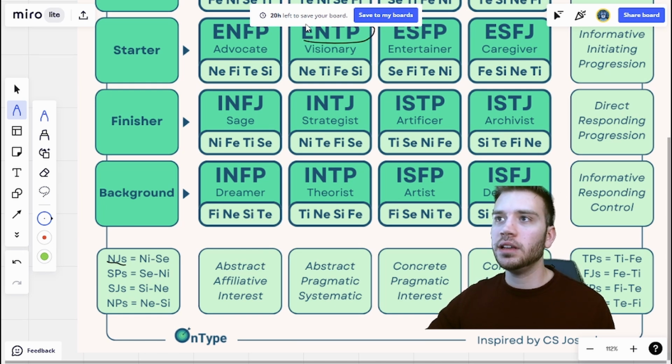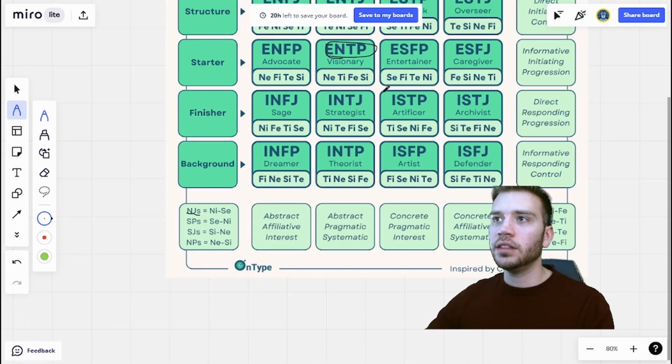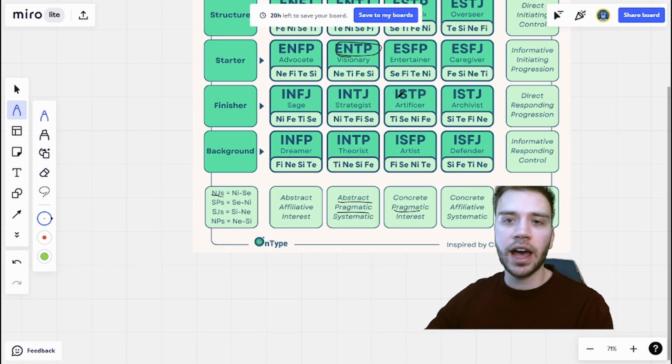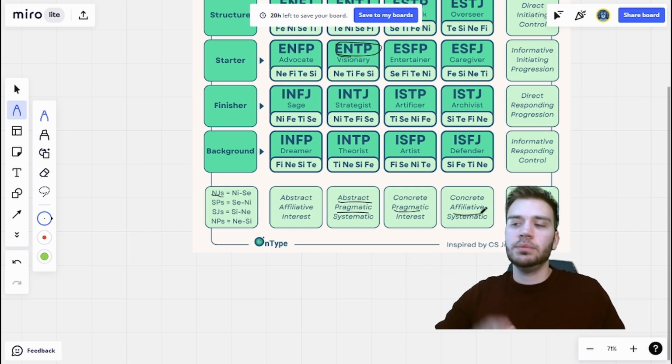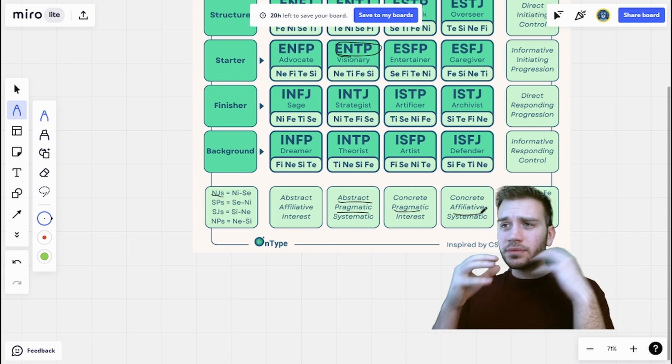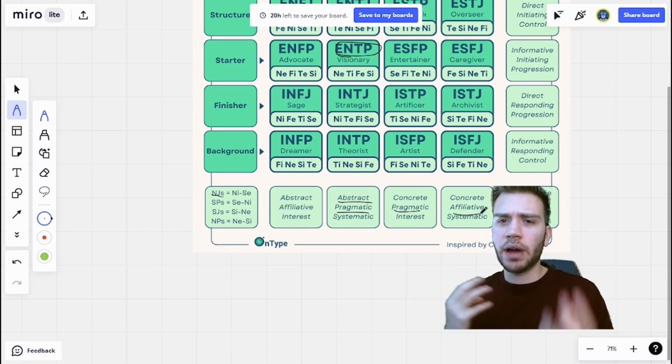If you're an ENTP, let's say up here, then you would go, okay, I know that I'm abstract, and I also know that all of these types are abstract. So those have that kind of compatibility. I also know I'm pragmatic, but these types are pragmatic over here. So now I know that we share that, and how you're different to different types. So you can really start to understand the similarities and differences you have to different types.